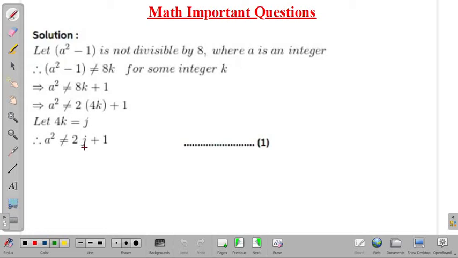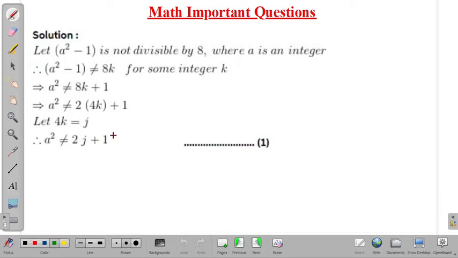Twice of j will be what? See, j is an integer, because k is an integer and j equals 4 times k, so j will always be an integer. So 2 times any integer will always be even. It will always be an even number. So 2j plus 1 will always be odd because 2j is even. If we add 1 to any even number, we will get an odd number.